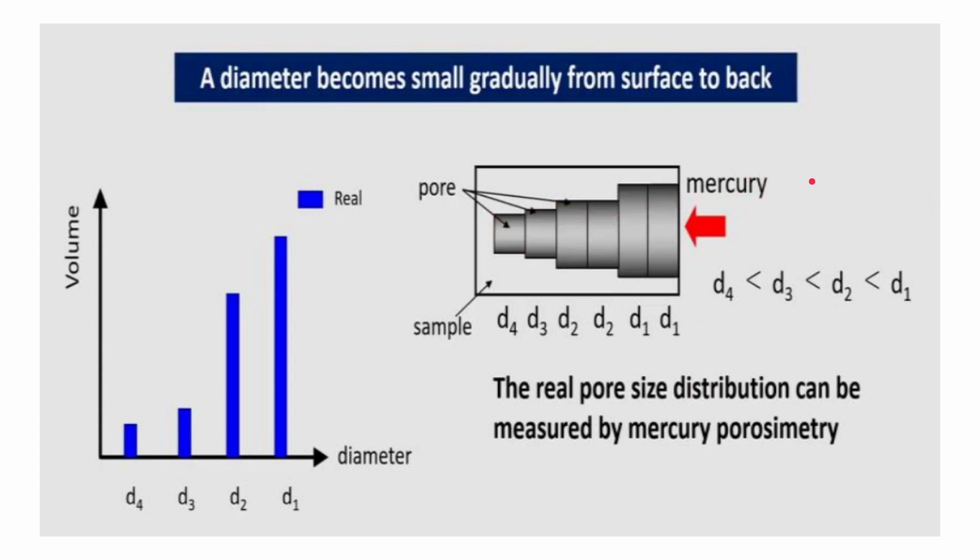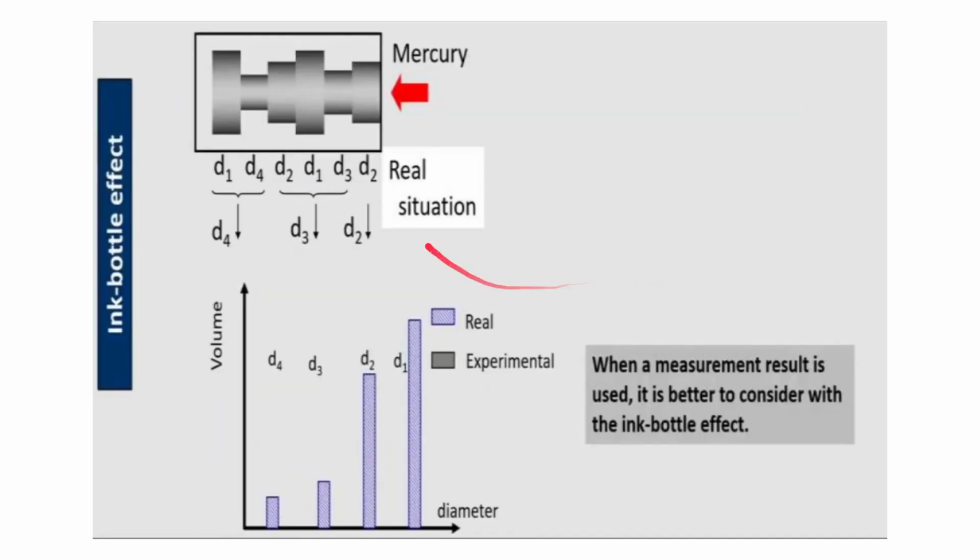So if the pores are gradually decreasing like this, then we will get the exact pore distribution, pore size and pore volume from the mercury MIP test. However, in the actual situation, this is the case, and this becomes the problem. Here, if you see D2, based on D2 we get P2, and P2 gives the pore size of D2.